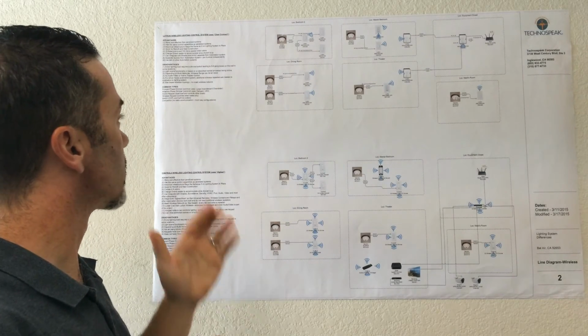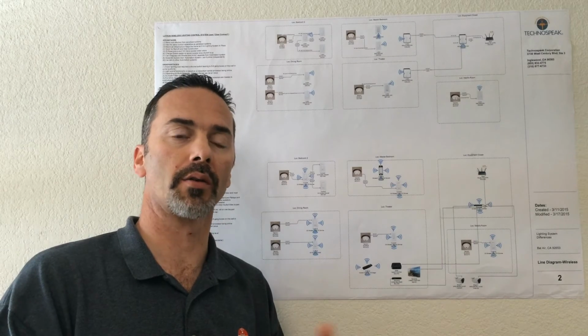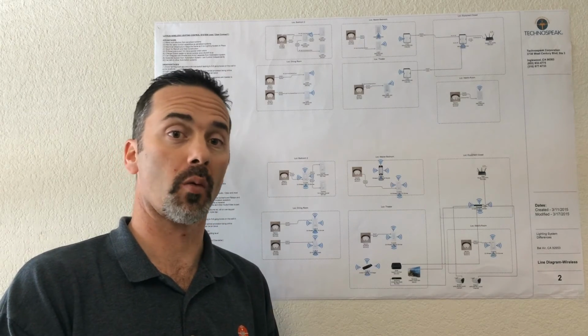And that is essentially the Lutron RadioRA2 system. In the next video, we're going to talk about the Control4 wireless lighting system.